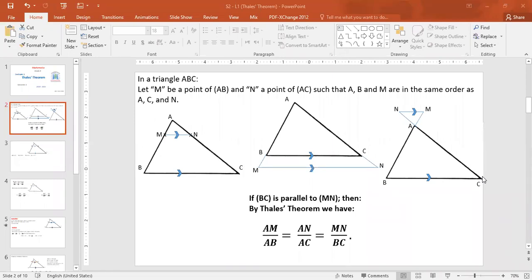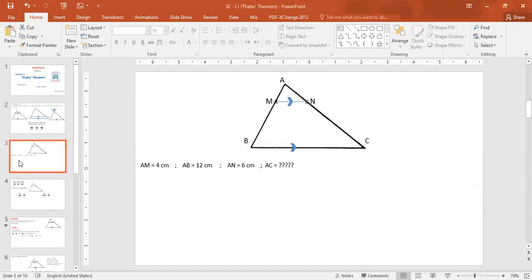This is how we apply Thales theorem. Any question about this slide, or can I move to an application? I don't have any questions. No question. Okay, now I have an application here. This application, I want Hadi to solve it.